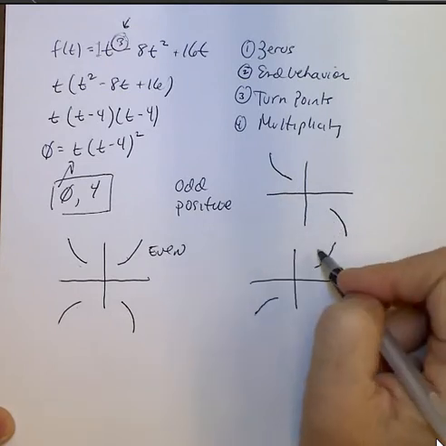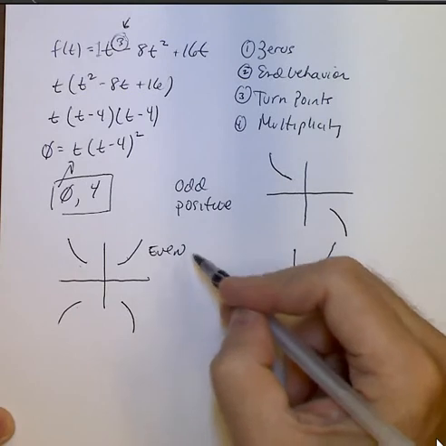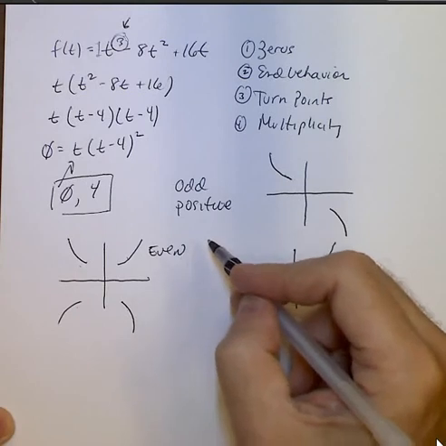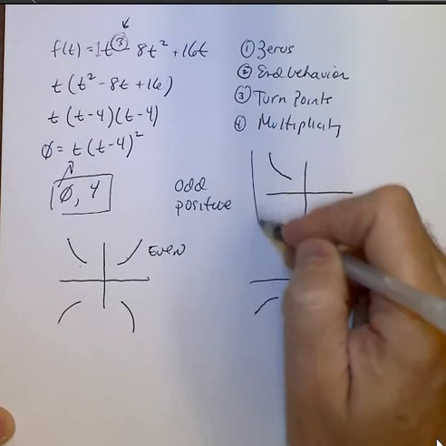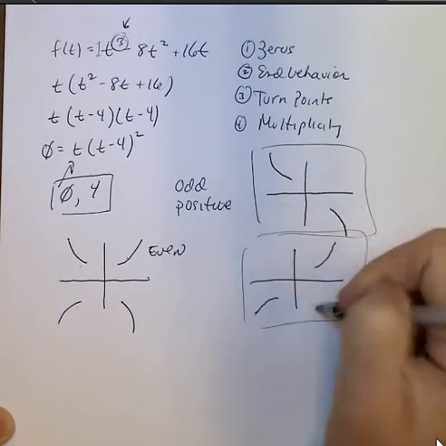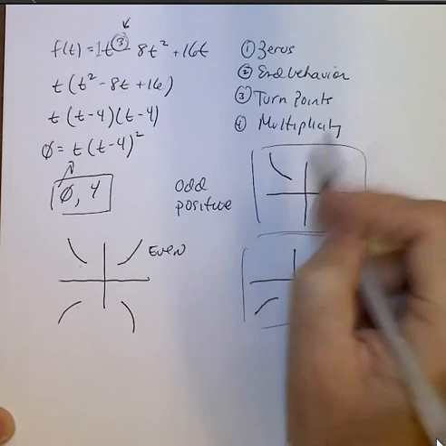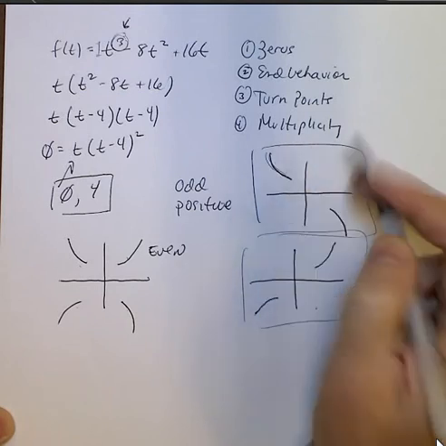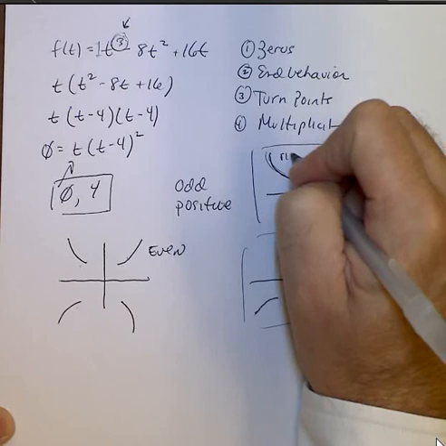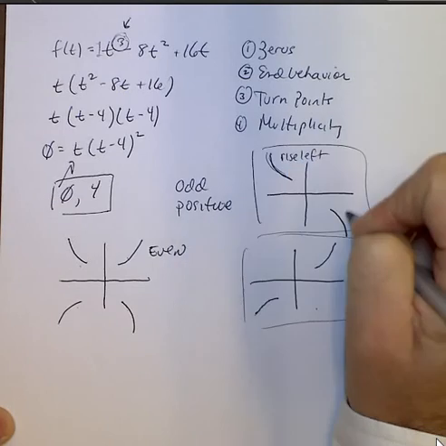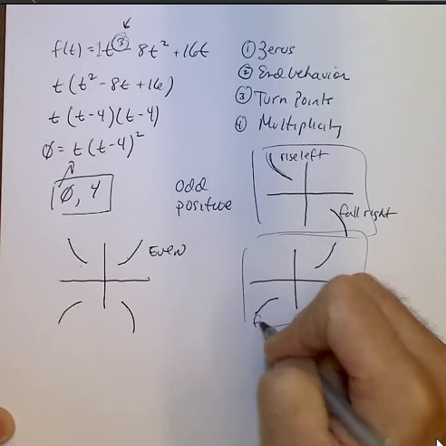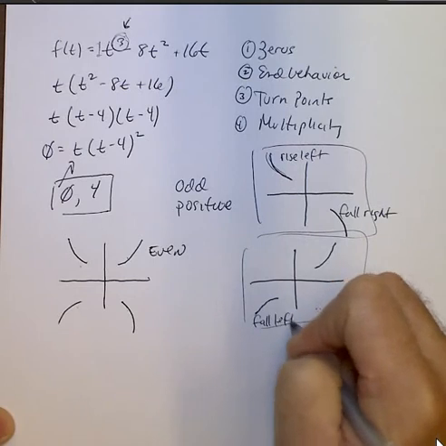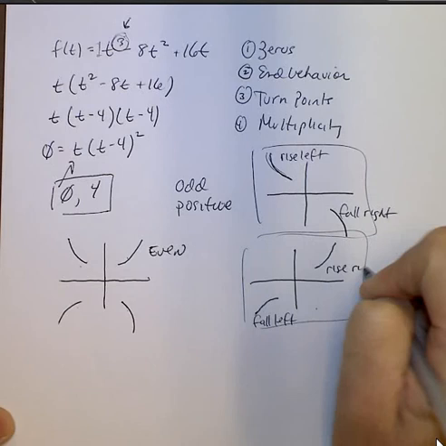The way you tell which one it is is the sign on the leading coefficient, positive or negative. So our answer for this one is either this or this. You can go back to your handout, and you'll need to memorize whether this would be rise left, fall right, or this would be fall left and rise right. That's the terminology we use.